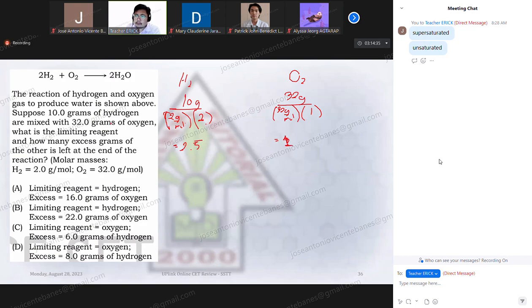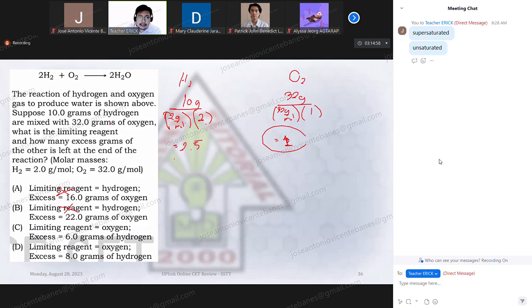Now, did we get the limiting reagent? Yes. The limiting reagent is the lower value. So this is the lower value. Okay? So since this is the lower value, then we're now going to cross out the first and the second given. Now, how do you get the excess?